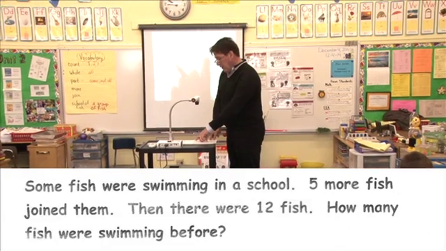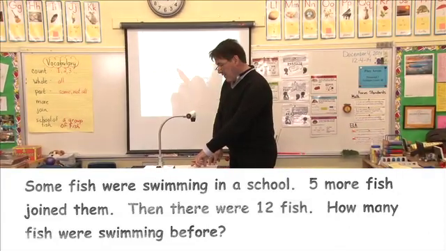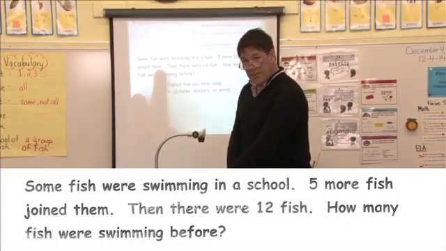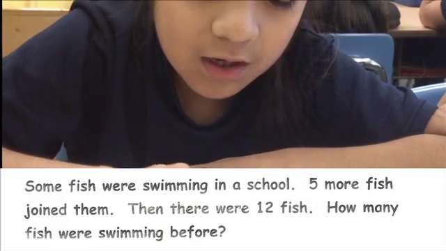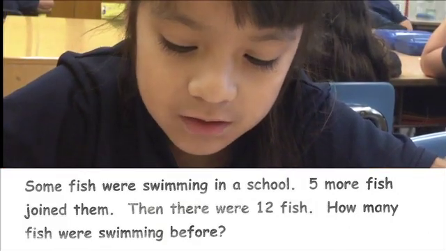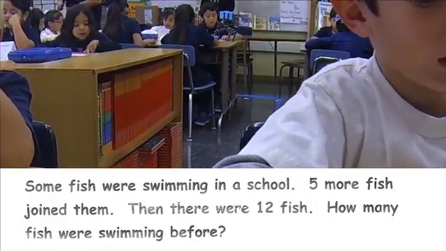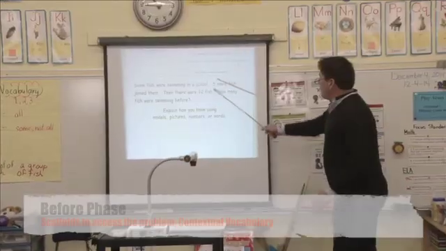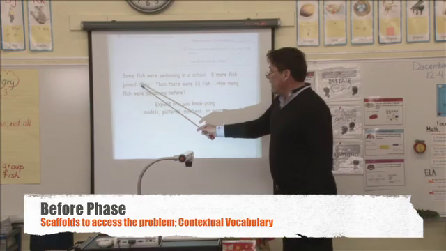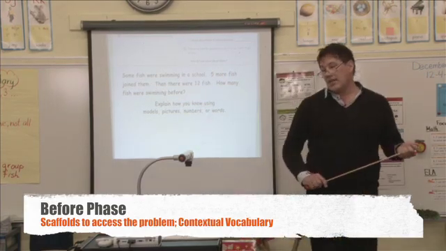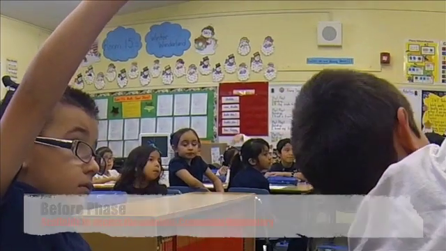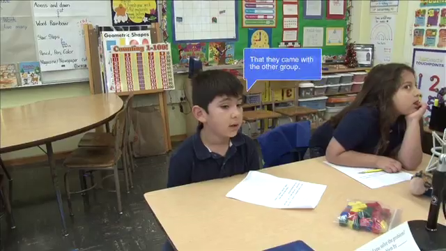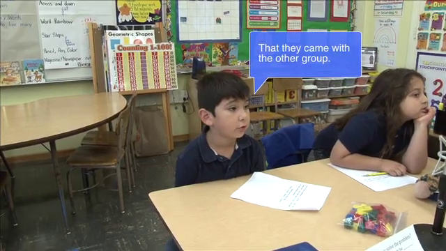Some fish were swimming in a school. 5 more fish joined them. Then there were 12 fish. How many fish were swimming before? 5 more fish joined them. What do they mean by joined? What does that word mean? Yes. That they came with the other group.